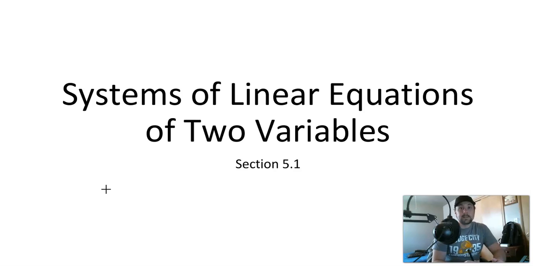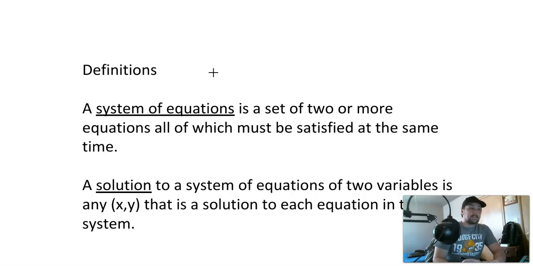In this video, we're going to take a look at section 5.1 on systems of linear equations of two variables. A system of equations is a set of two or more equations, all of which must be satisfied at the same time. Therefore, a solution to a system of equations of two variables is any x, y that is a solution to each equation in the system.